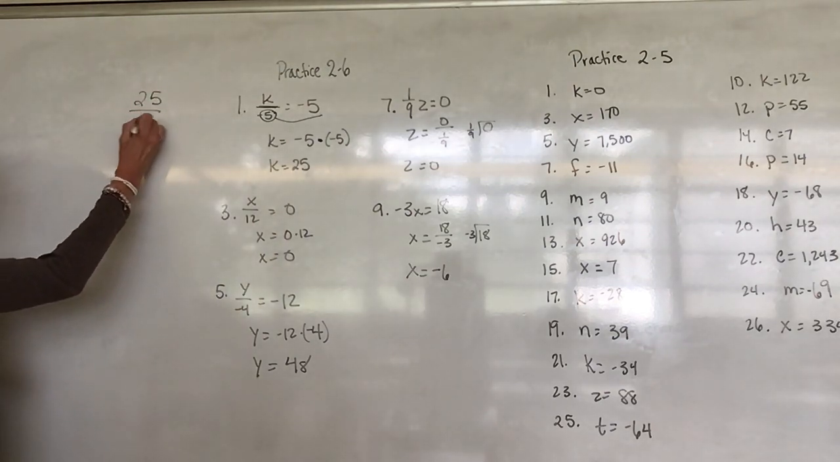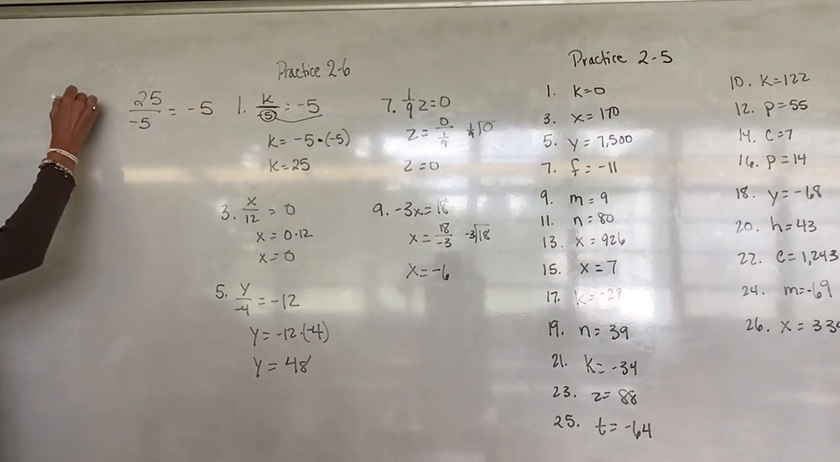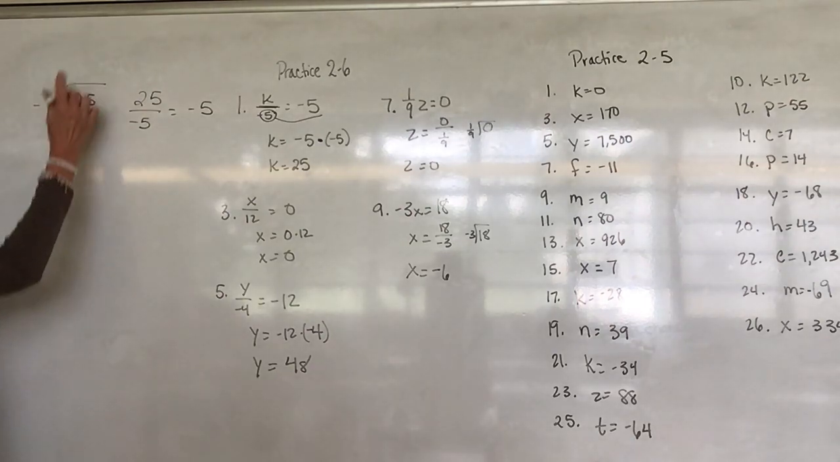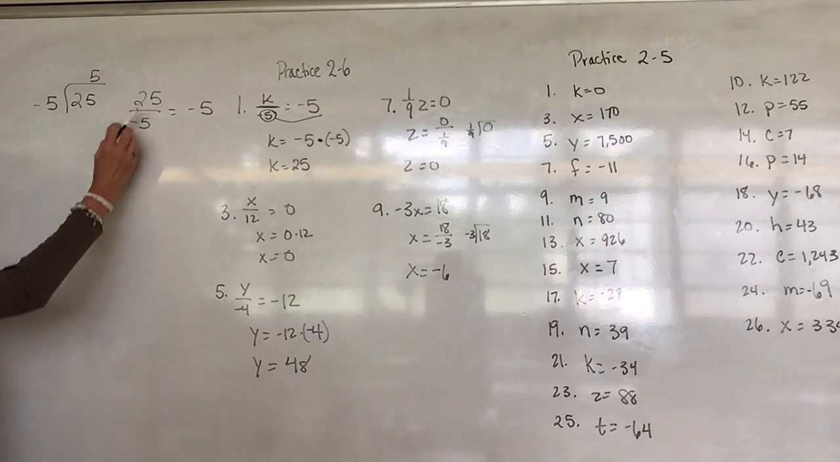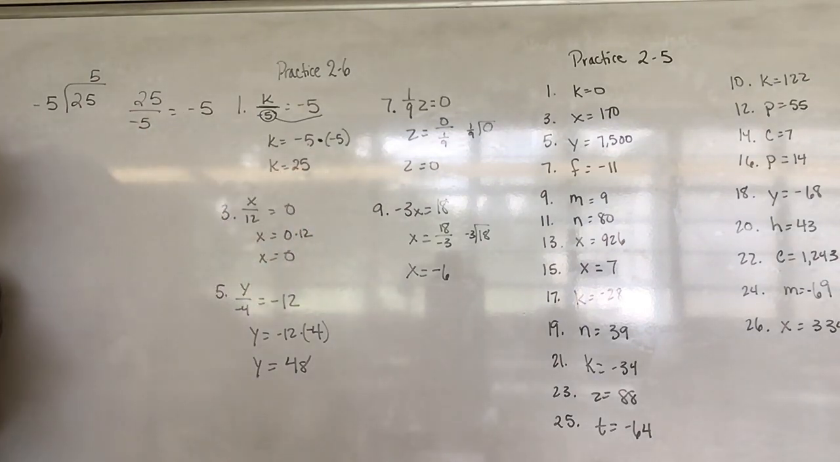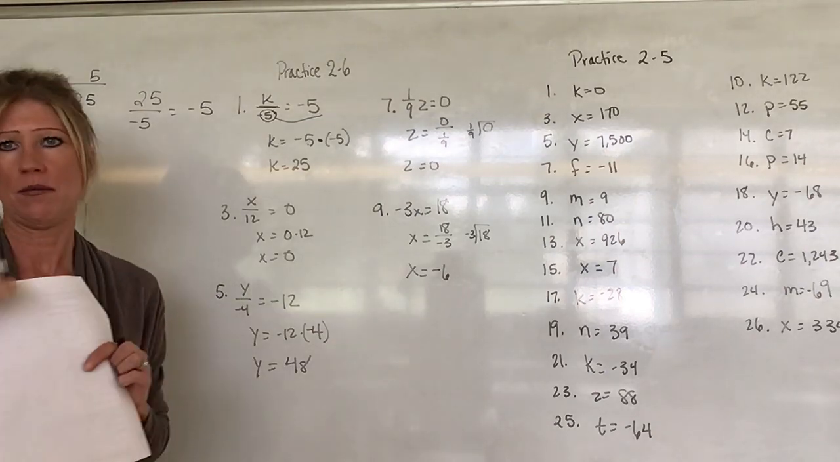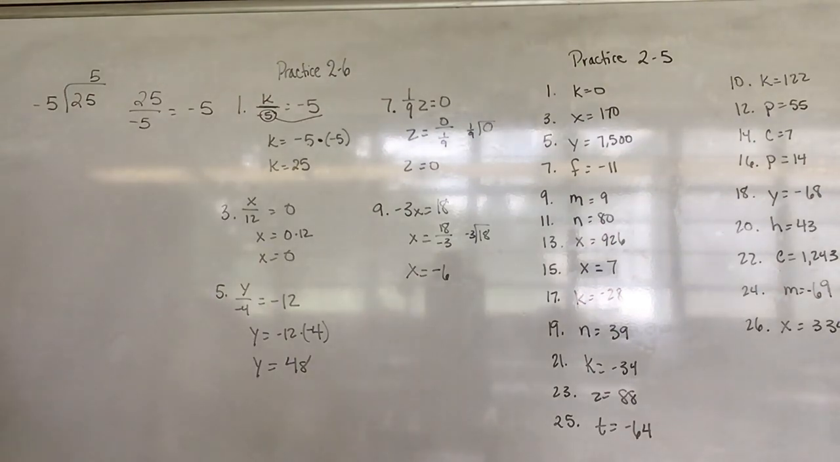So if I put that back in there, I am saying K is 25. 25 divided by -5 should give me -5. Well, yep, if I take 25 and I divide it by a negative 5, 5 goes into 25 5 times. And remember, a negative and a positive make a negative. Two positives make a positive. Two negatives make a positive. Opposite signs make a negative. You gotta go back and remember those rules.